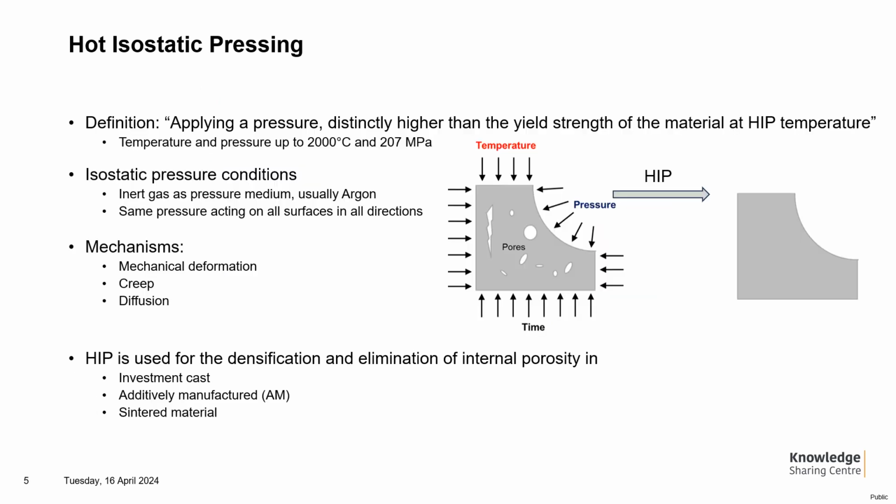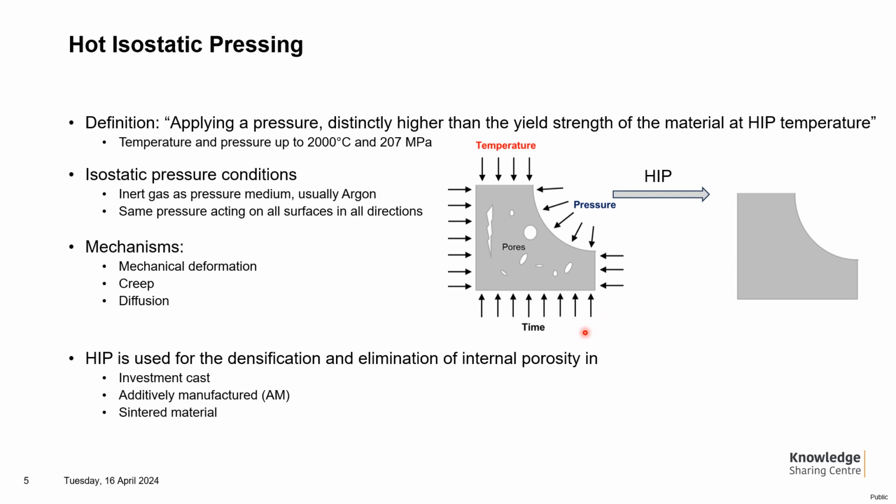In HIP, the temperature and pressure can reach values of up to 2000 degrees C and 207 MPa, meaning that we apply a pressure that is higher than the yield strength of the material at HIP temperature. An inert gas, usually argon, is used as pressure medium, acting on all surfaces and in all directions. It can be seen here in the example.